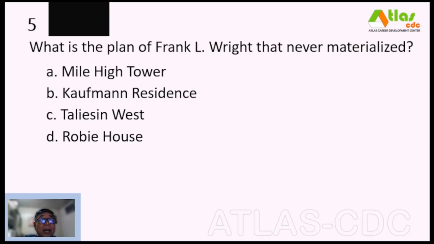Number 5. What is the plan of Lloyd Wright that never materialized? A. Mile High Tower, B. Kaufman Residence, C. Taliesin West, D. Robbie House.